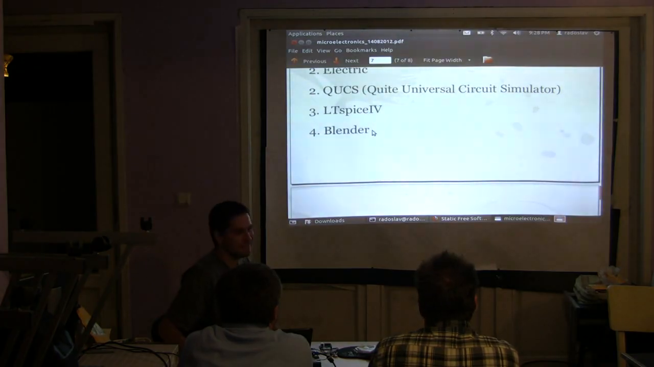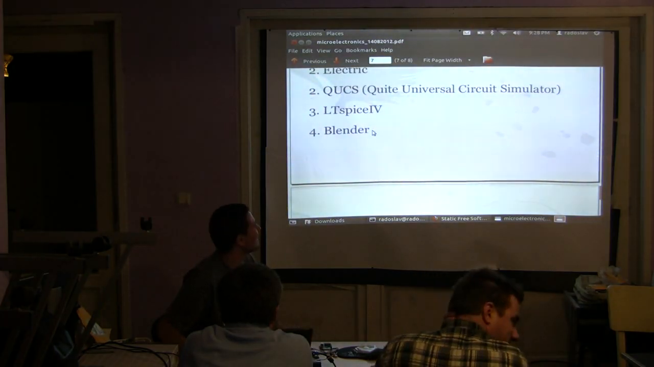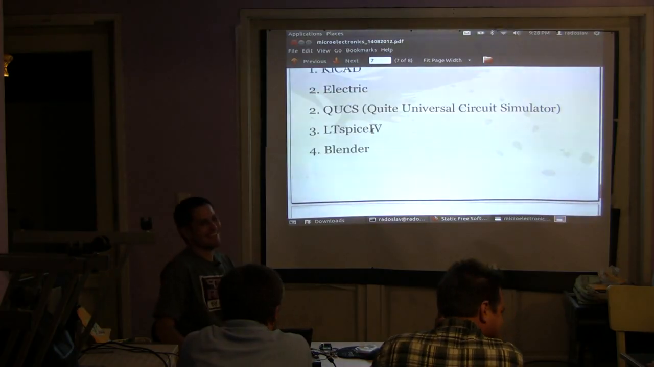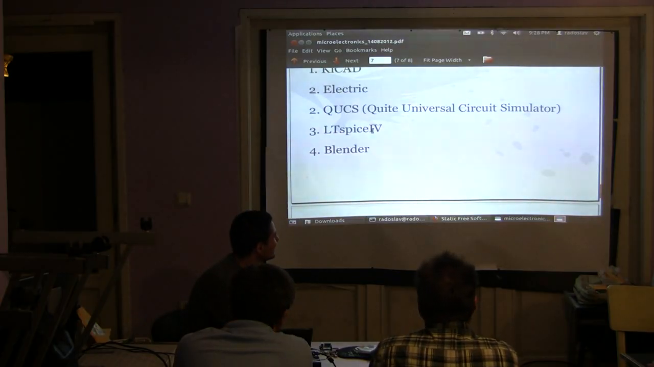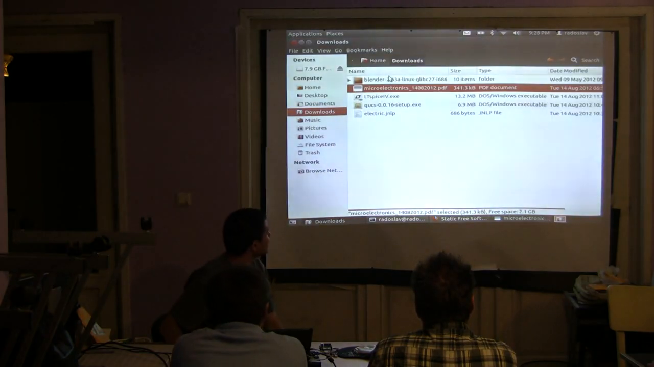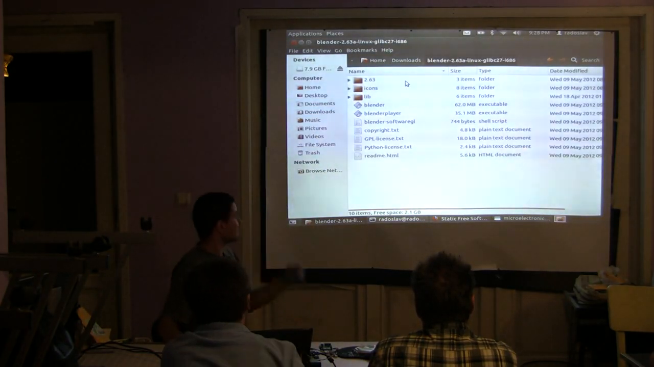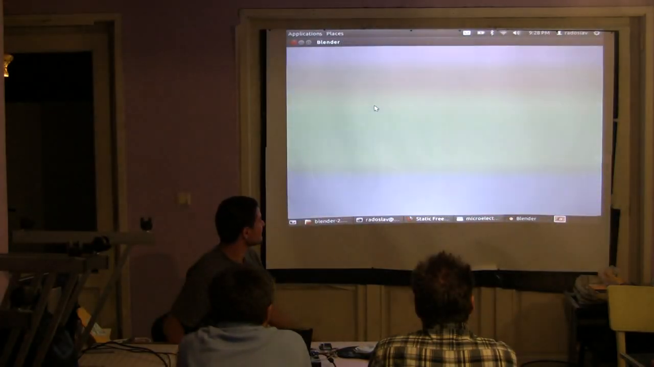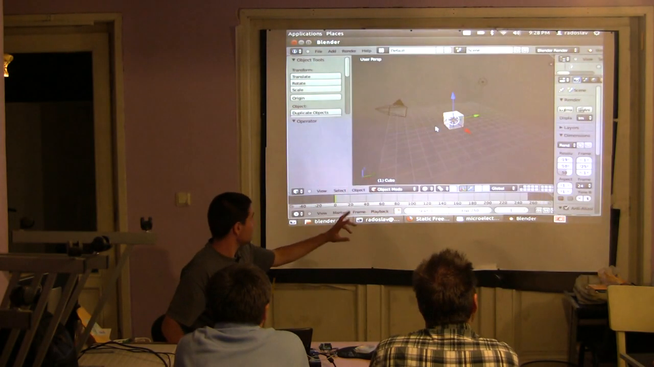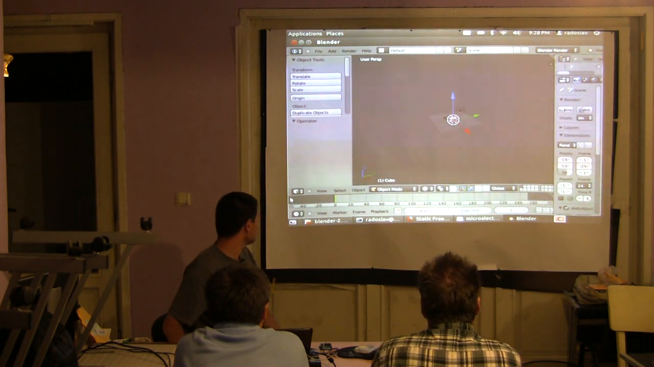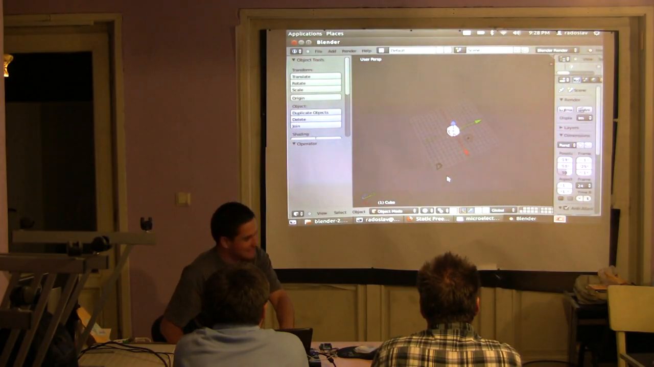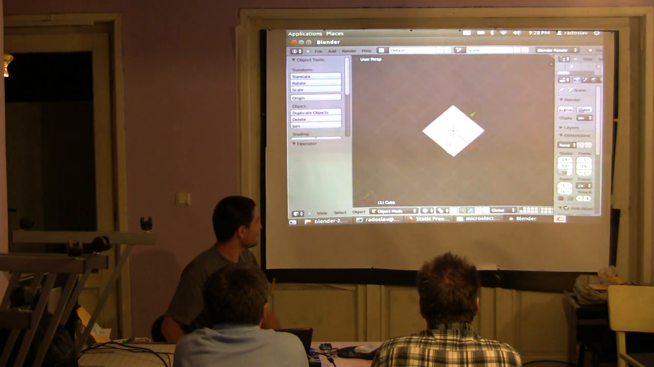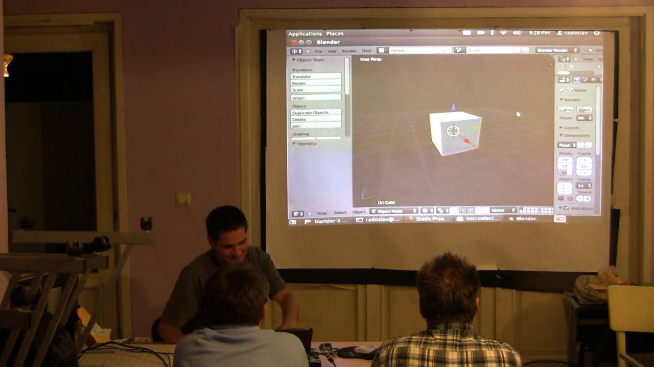So LTspice, Blender. Does anybody know Blender? I'm going to use Blender to generate the images of, actually it's a 3D software for designing animated movies, but I'm using it for different purposes. It's very easy to show you the layers here.